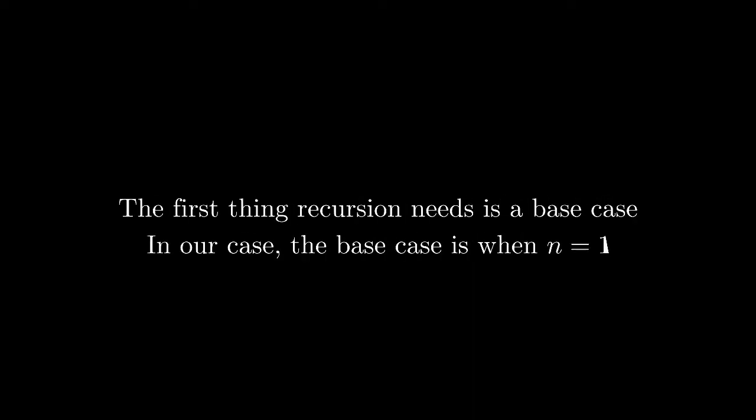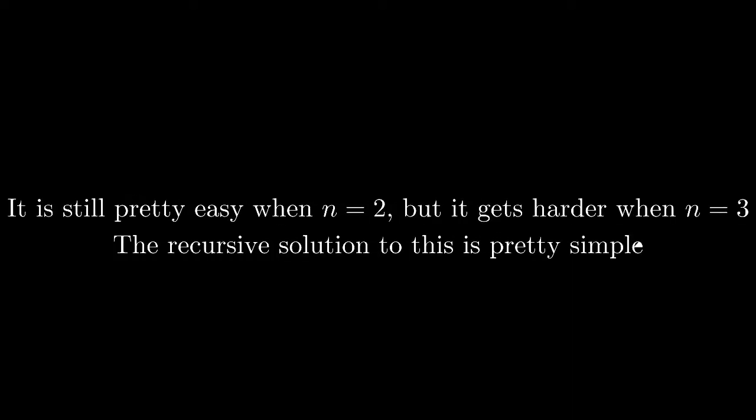The first thing recursion needs is a base case, and in our case, the base case is when n equals 1. There's just one block, because all that requires is one move from pole A to pole C. Still pretty easy when n equals 2, but it becomes more complex when we have 3 blocks. The recursive solution to this is pretty simple.